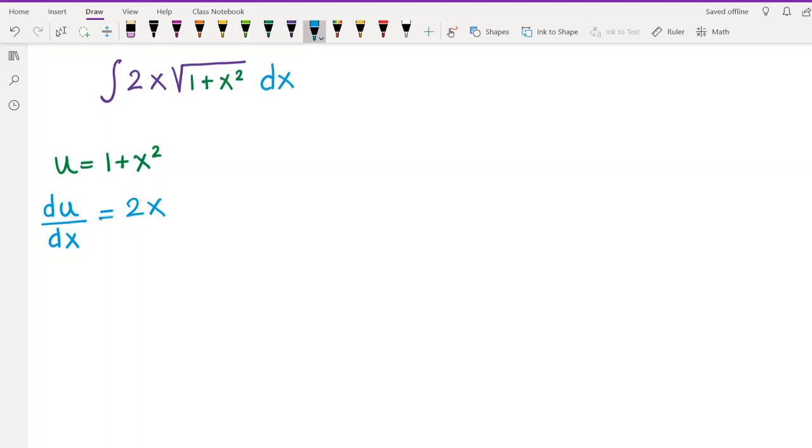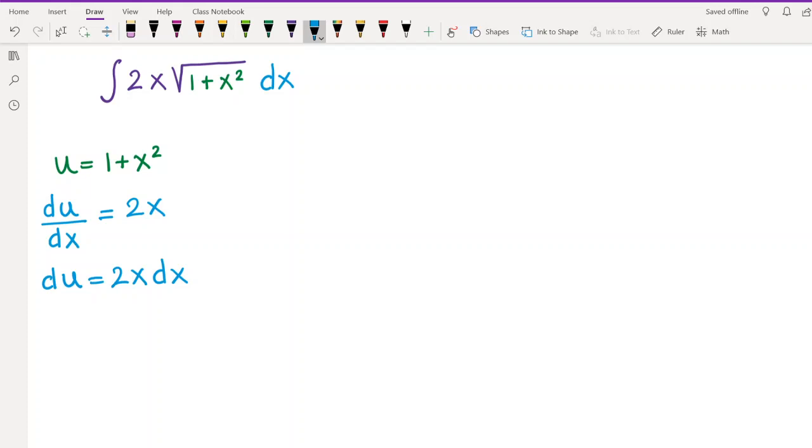So if we multiply both sides by dx, and a lot of people, by the way, will just jump to this step rather than writing it. I like to say du/dx just to show you where this next step comes from, but you can feel free to go straight from here to here once you recognize how it works. So we have du is equal to 2x dx.